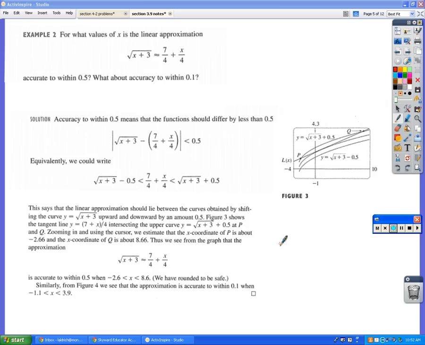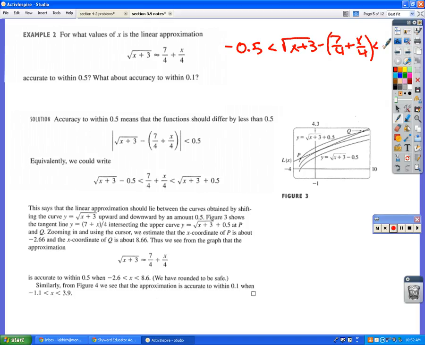You remember from algebra or algebra 2, solving absolute value equations, you take this and you say that means this has to be in between negative 0.5 and positive 0.5. Does that make sense? That's the inequality that you were taught to write from that.